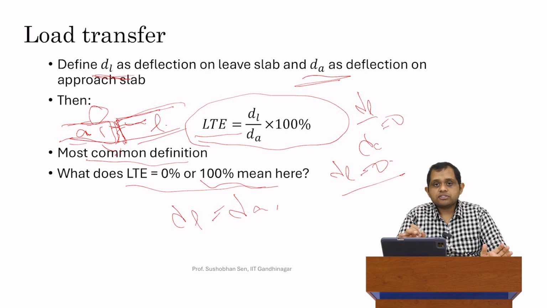That's a very ideal situation. It's very rare actually to have an LTE of 100%. In physical terms, it doesn't really mean anything because it almost never happens. But it is possible for us to get an LTE very close to 100% if we use double bars, which we'll talk about later in today's lecture. So that's the basic definition of load transfer efficiency.